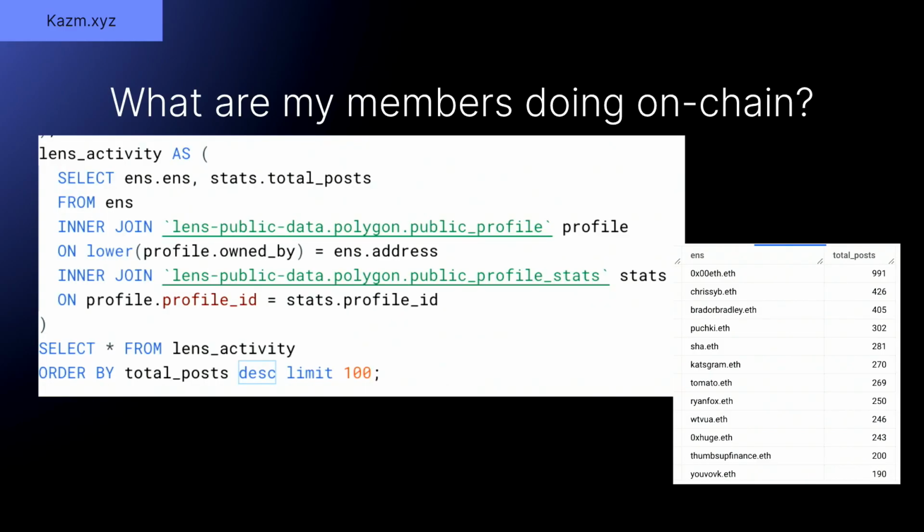And then another thing you'd like to know is what are my members doing on chain? I mentioned you can use the subgraph for this, but there's also plenty of public data available in BigQuery. Again, using Lens protocol and just joining with a few lines, you can see those same users. If your project was on Lens, how much are they posting? How active are they on social media? Certainly someone who's posted 426 times is probably pretty active, someone you might want to collaborate with.